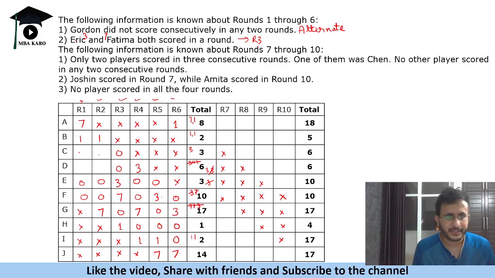We do not have any other information. Now this information can be filled interchangeably. Let us say C scores 3 here, so D will score 3 here. Or we might have another case, C scoring 3 here and D scoring 3 here. So we have two possibilities. So either C will score 3 here, D will score 3 here, or the other way around. So that is how we will be able to put the information.